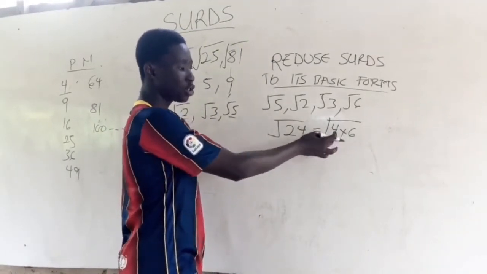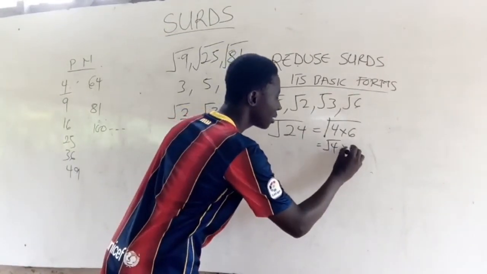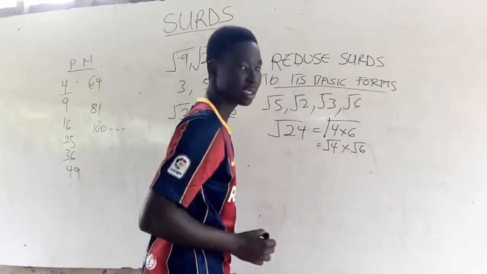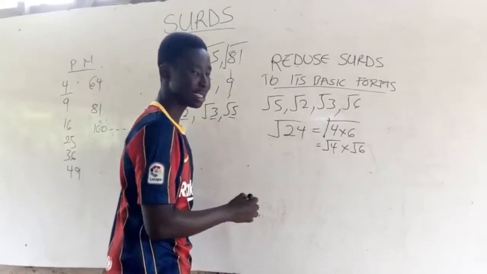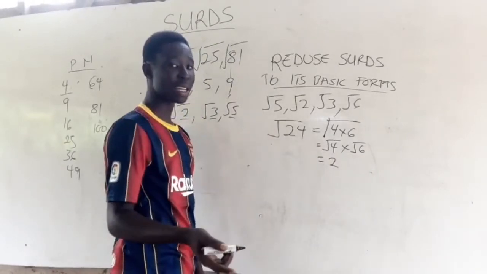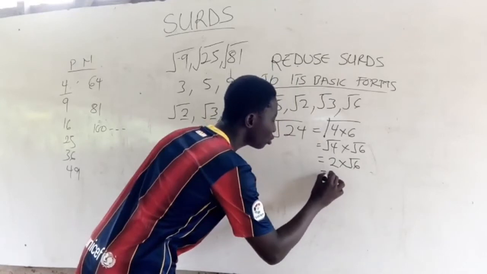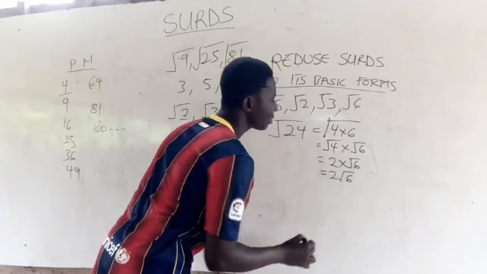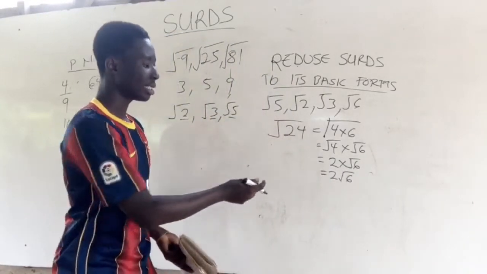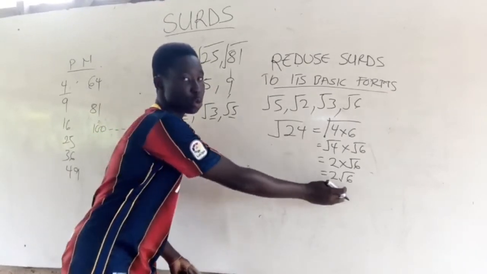So from here we can distribute the roots. When we do that, we get root 4 times root 6. Root 4 gives us 2. But root 6 we cannot simplify any further, so it's still root 6. So we are going to get 2 root 6. This is in the basic form. So the basic form of root 24 is 2 root 6.